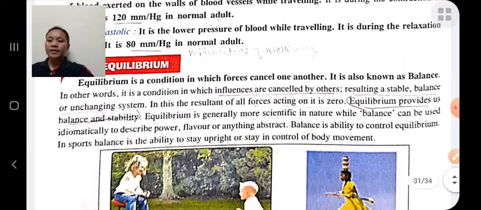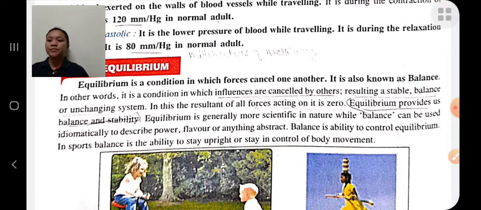Static equilibrium and dynamic equilibrium. Static equilibrium, or we can say balance, means balancing your body at rest. Static means fixed, so static equilibrium means balancing your body at rest, completely motionless. And dynamic means motion, so dynamic equilibrium means balancing your body while in motion.